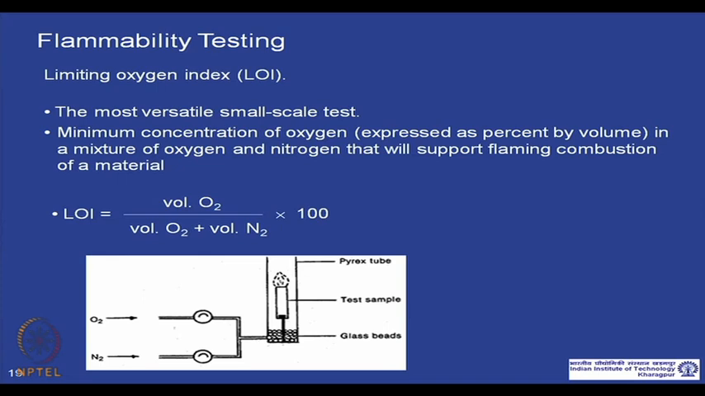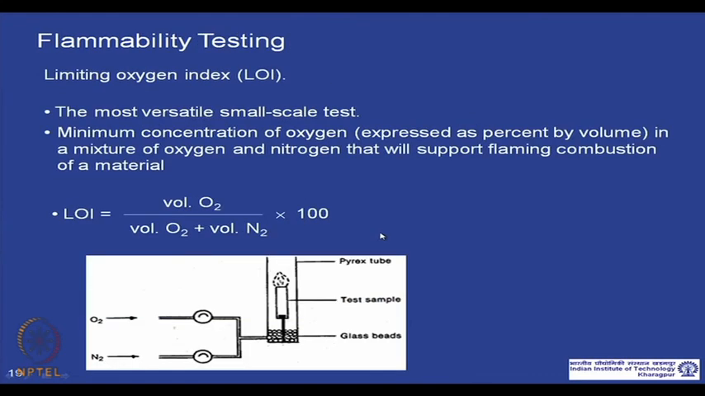Now, how long the flaming will happen has to be fixed for comparing between materials. Typically, it is 3 minutes of burning or flaming. What is the experiment? Oxygen and nitrogen are mixed, starting with pure nitrogen, and oxygen is increased slowly to find the minimum oxygen, in volume percentage in this mixture, required to sustain the flame for a specified time, say 3 minutes. So, limiting oxygen index is the volume of oxygen required divided by the total volume, times 100, which gives the percentage.